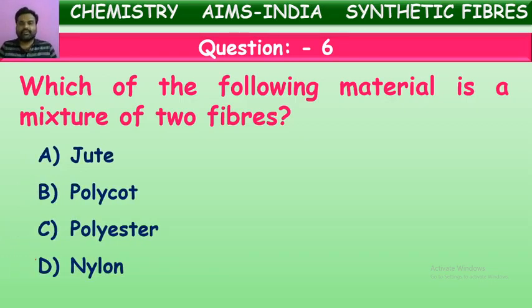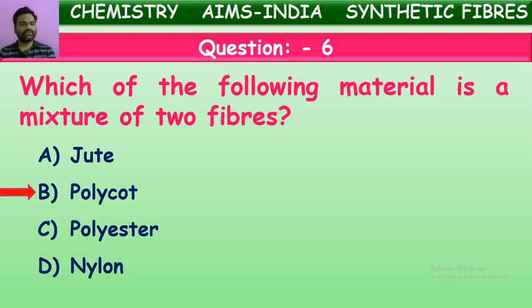When we mix two or more fibers to make one new different fiber, then that is called blending of fibers. So out of these four, one is a blended fiber or mixed fiber. Can you identify that? You can give your answer in the live chat there. Is it jute or polycot or polyester or nylon? What is it? Yes. Correct answer is polycot.